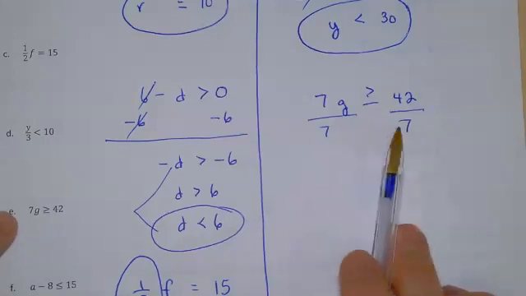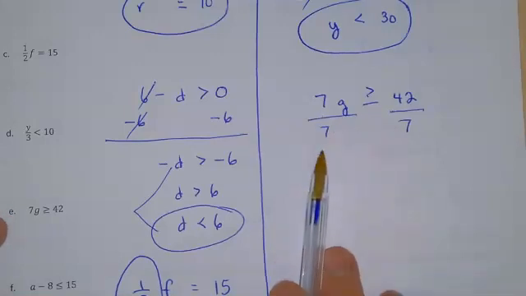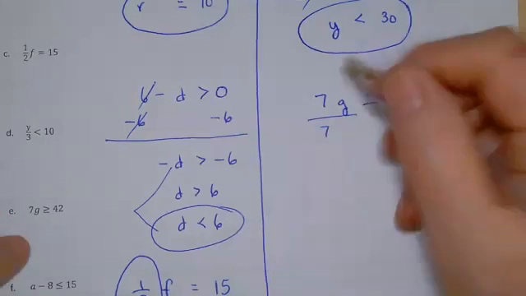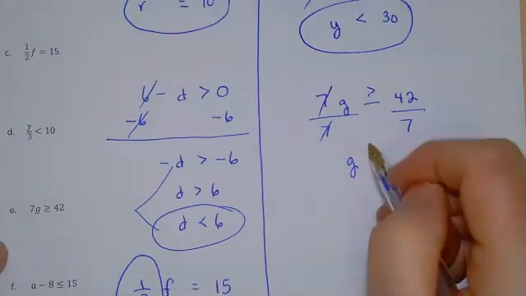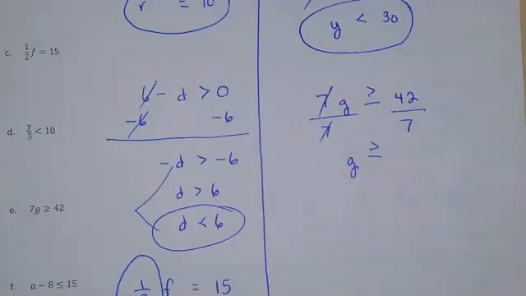7g is greater than or equal to 42. Okay, so 7/7, that's 1 whole, right? So I've got 1g left. So there's my g. And 42 divided by 7.